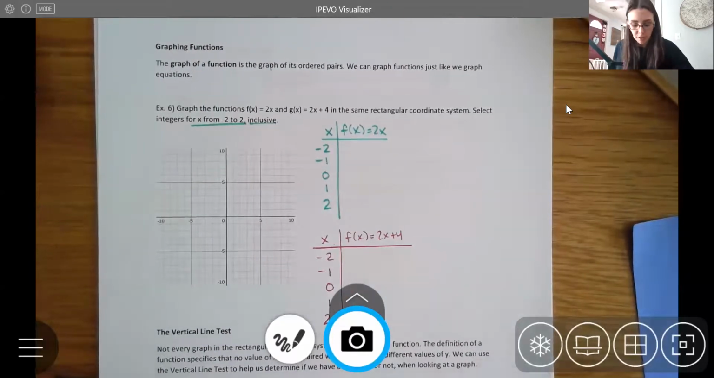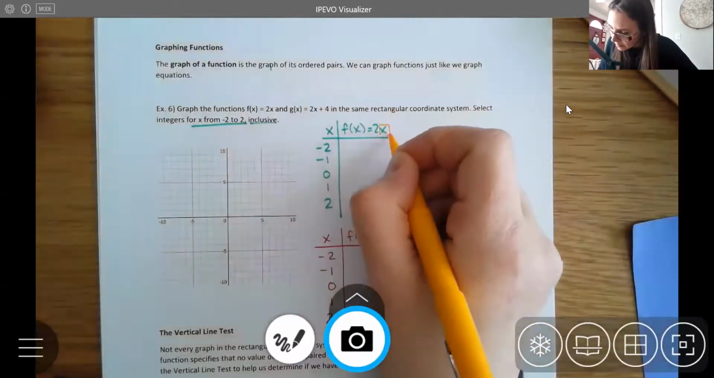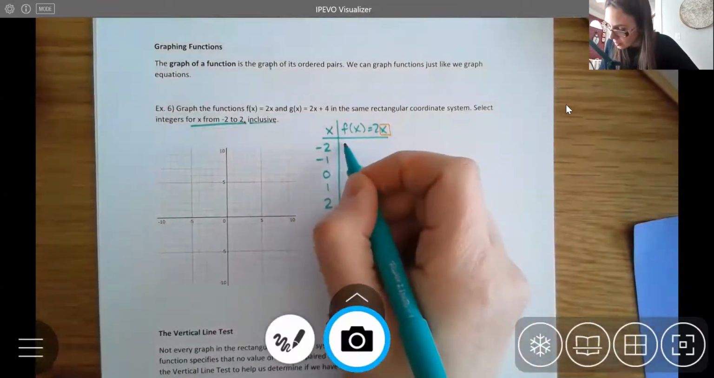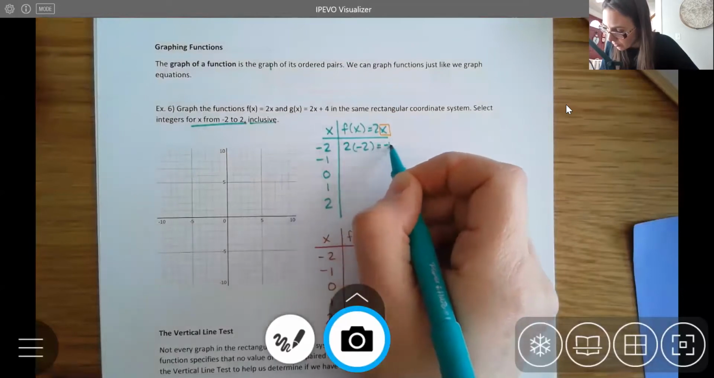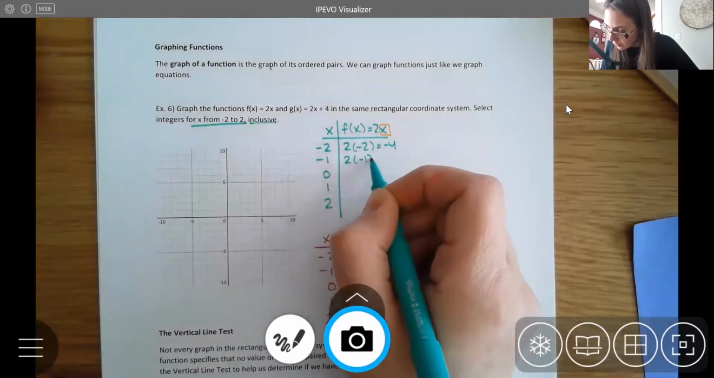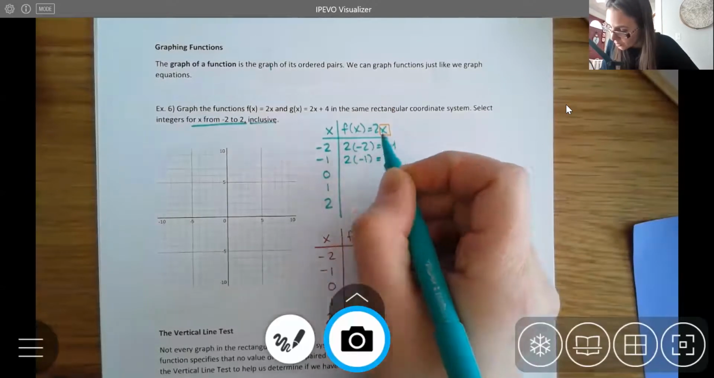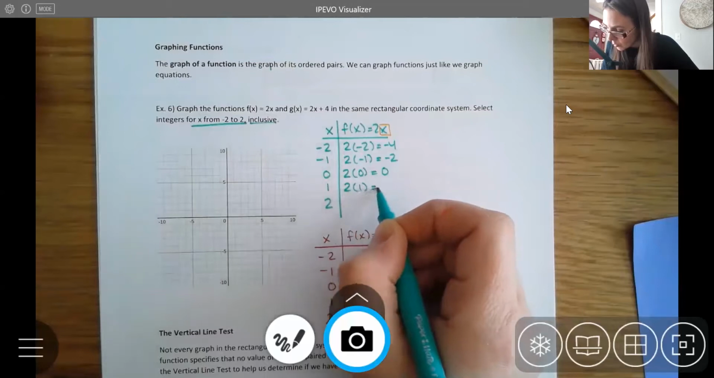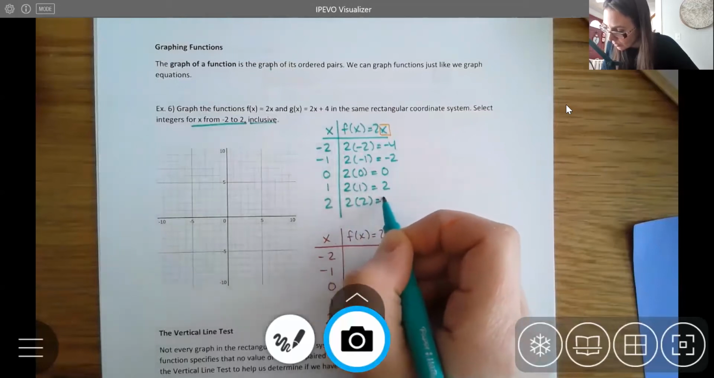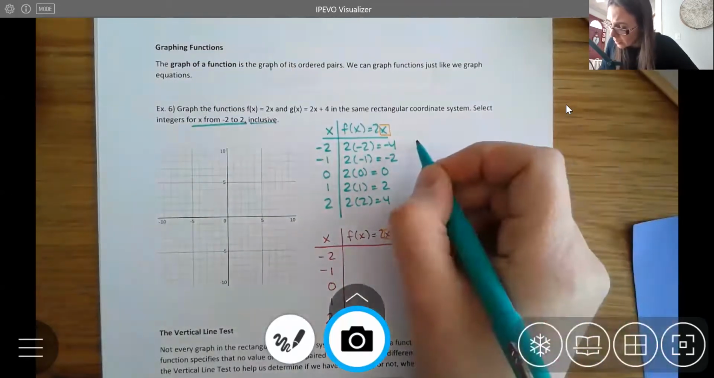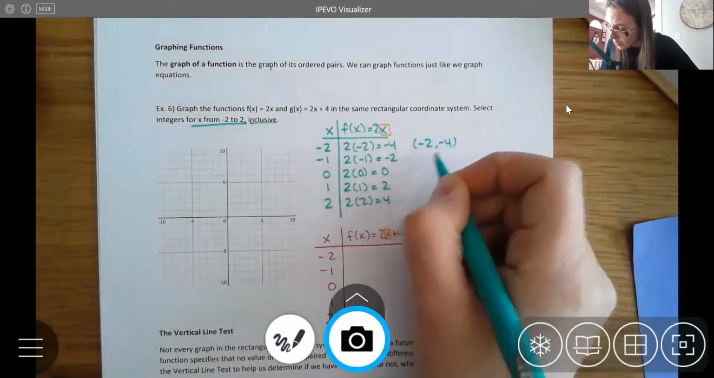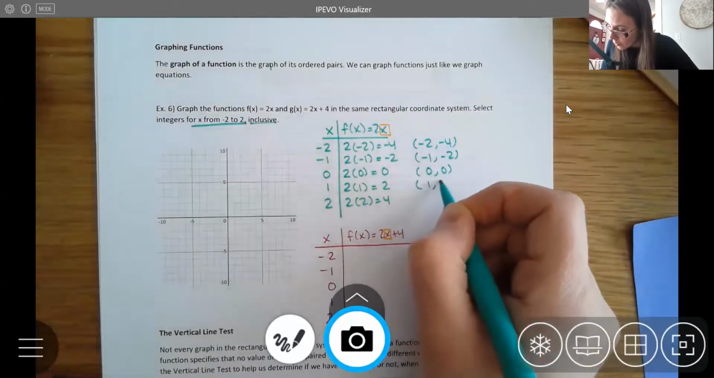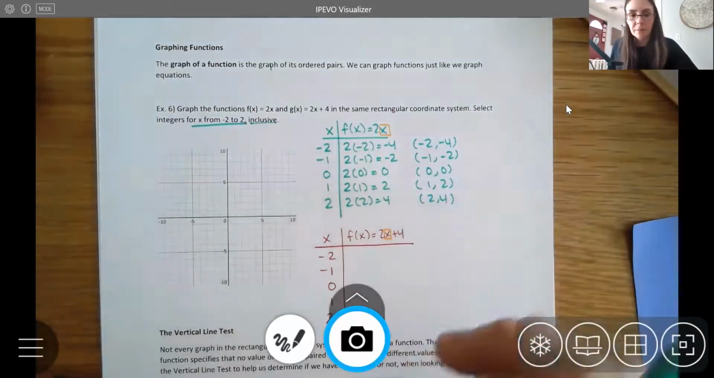All right. And anytime I see that x, I'm just going to replace it with my x value here. So it's going to be 2 times -2, which is -4. Here, 2 times -1 now, which is -2. Again, just replacing the x, 2 times 0 this time, which is 0. 2 times 1 is 2, and 2 times 2 is 4. So as points, this would be -2, -4; -1, -2; 0, 0; 1, 2; and 2, 4.